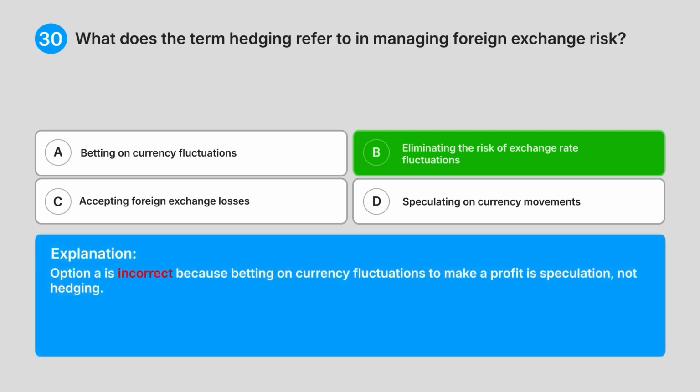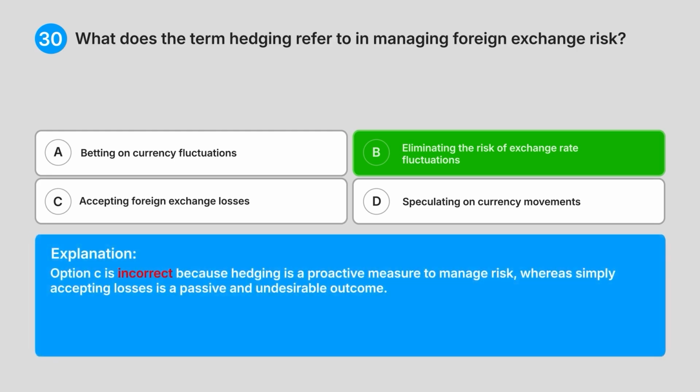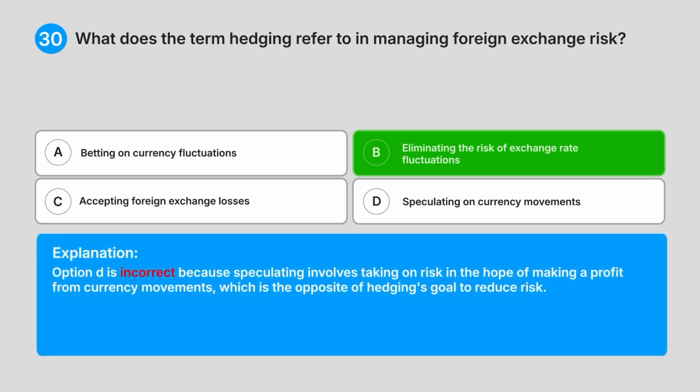Option A is incorrect because betting on currency fluctuations to make a profit is speculation, not hedging. Option C is incorrect because hedging is a proactive measure to manage risk, whereas simply accepting losses is a passive and undesirable outcome. Option D is incorrect because speculating involves taking on risk in the hope of making a profit from currency movements, which is the opposite of hedging's goal to reduce risk.